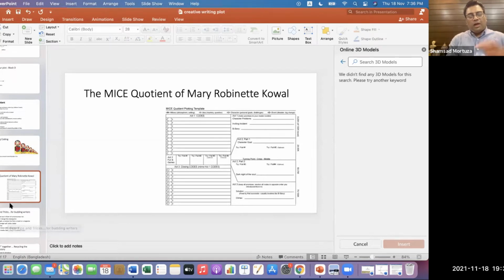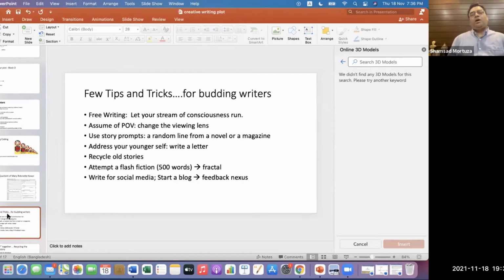So I wanted to use this as a frame to give you tips and tricks for new writers. When you are writing, one way to start your story is to start with a completely blank mind, so you just allow your stream of consciousness to run its own course. That's free writing. I'm sure we do it in our composition class, right? One of the clustering activities that we do as a pre-writing activity. So free writing is, of course, one of the ways to think of your plot.